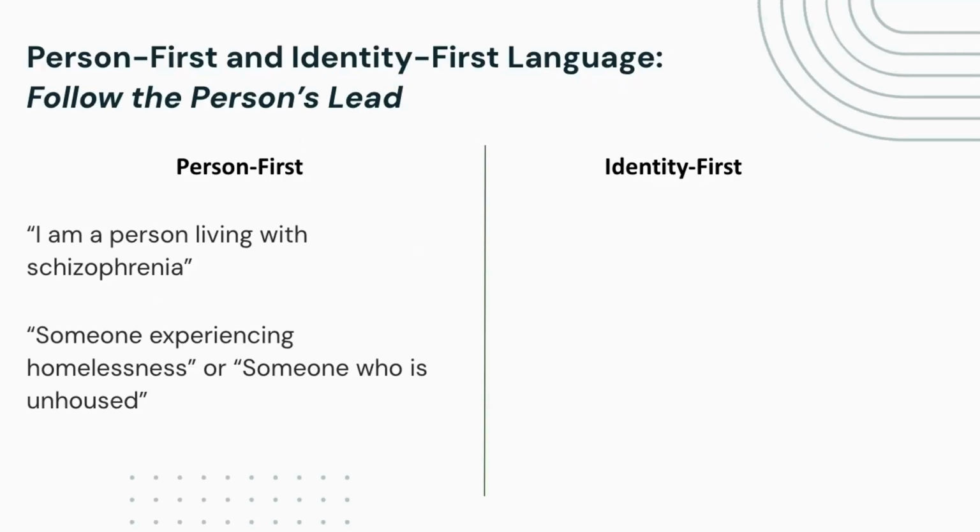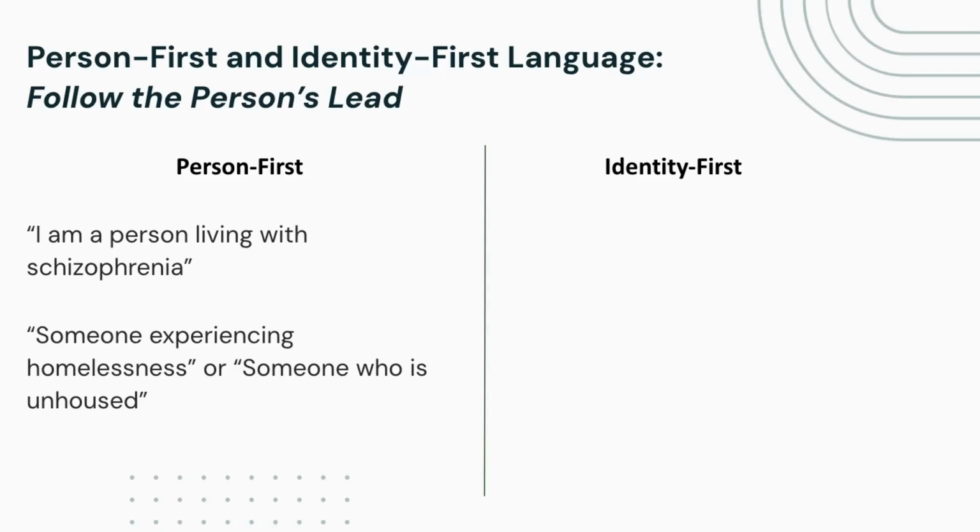Many people are familiar with the idea of person-first language. Fewer are familiar with identity first. Person-first language puts the person first in a description. For example, instead of referring to someone as they might have been referred to historically, as schizophrenic, a person is referred to as someone living with schizophrenia, or might say, I'm someone who lives with schizophrenia. Similarly, a person might be referred to as someone who is currently unhoused or someone who is experiencing homelessness instead of the person being referred to as a homeless person.